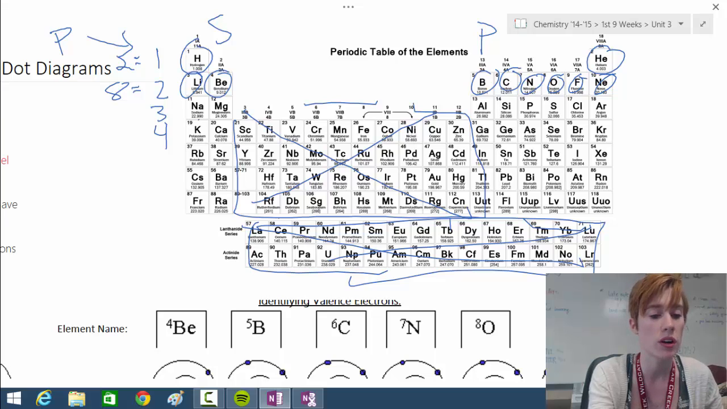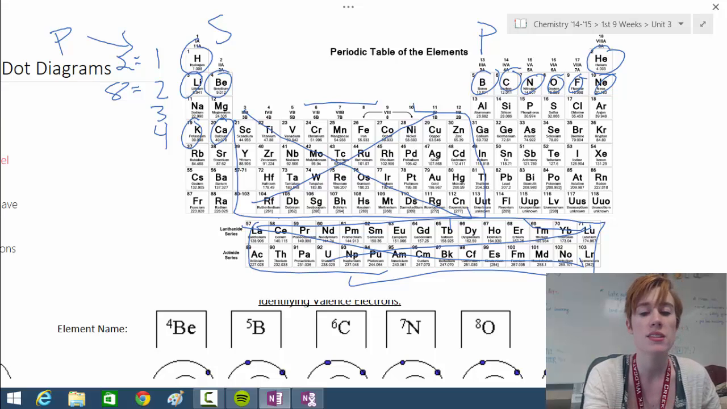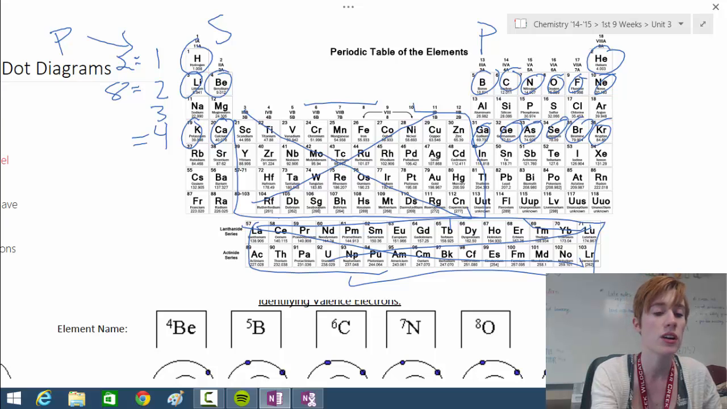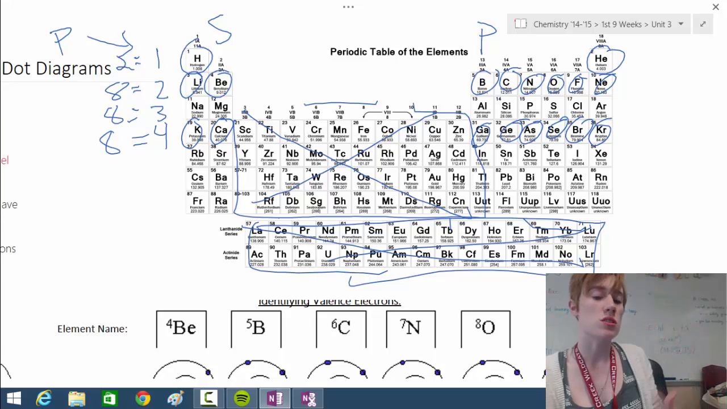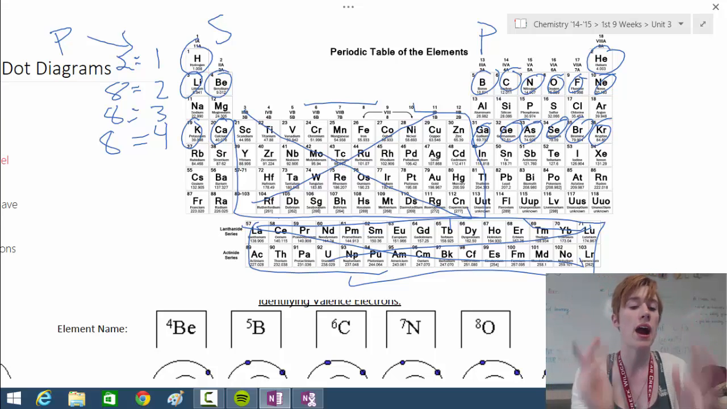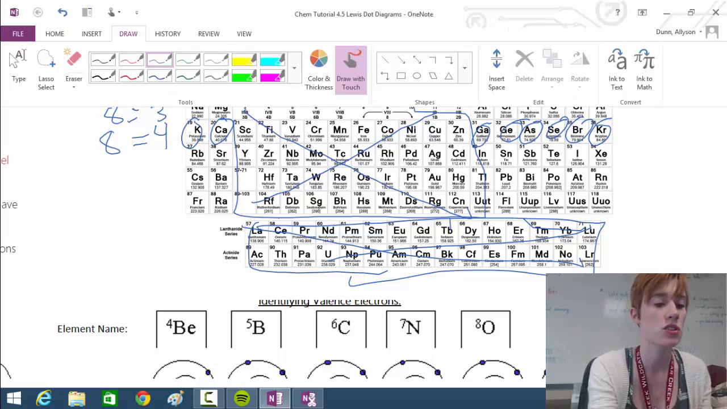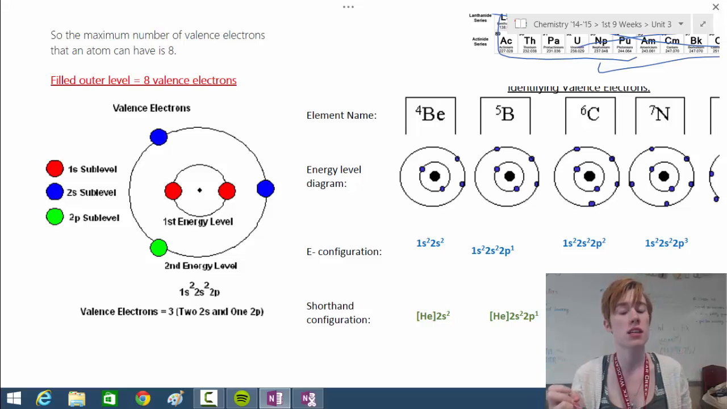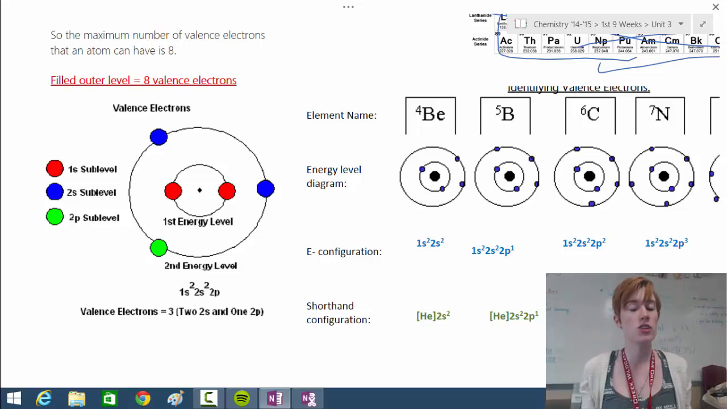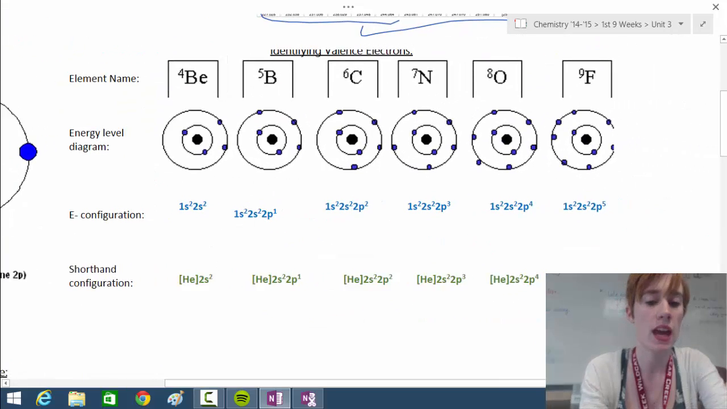Same with period 4. There's 2 electrons in the s and 6 in the p, so its outer energy level is 8. Whenever I talk about valence electrons, I'm talking about how many electrons are in the outermost energy level, and that means we're just looking at the s and p blocks. The maximum number of valence electrons you can have in the outer energy level in the s and p blocks is 8.